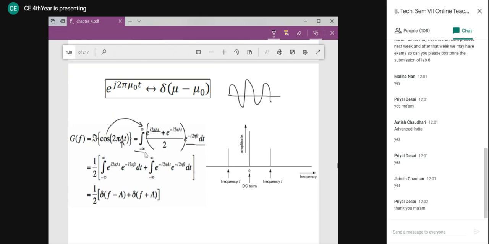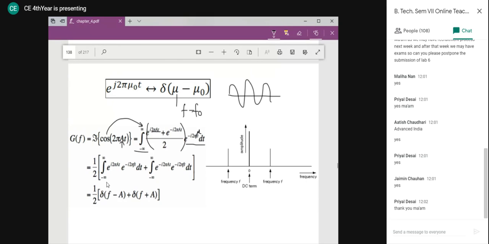Then what will happen? This is the Fourier transform definition: integral from minus infinity to plus infinity of the function times e raised to minus j 2 pi f t, or 2 pi mu t, whatever you call it, dt. That is my definition of the Fourier transform. Instead of representing my variable as mu, I can represent it as f, so I will have f minus f0. If you don't want to go into detail here, you can consider it as mu t. No issues, I am just changing the variable.